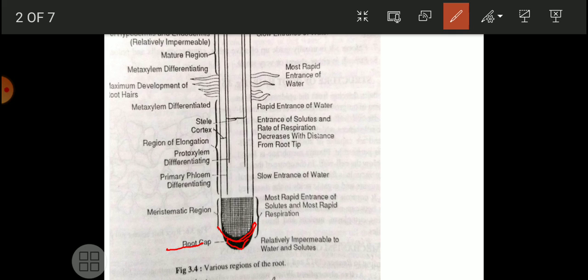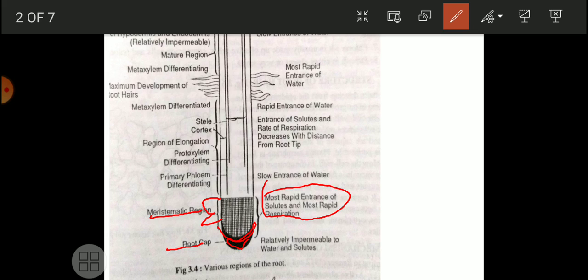Above the root cap or next to the root cap, there is a meristematic region. Meristematic region in the sense, such a region where the meristematic tissues are there. That region is also known as a meristematic region, and that region always undergoes division and redivision. Because of that, the length of the root and the size of the root also increases, isn't it?